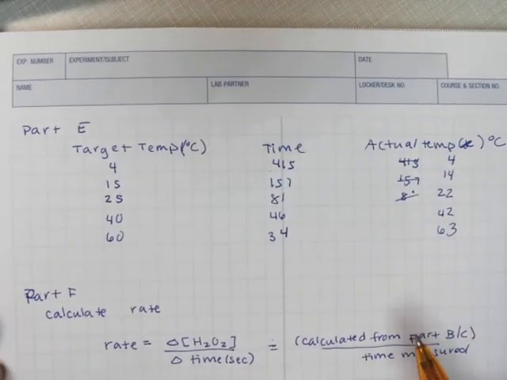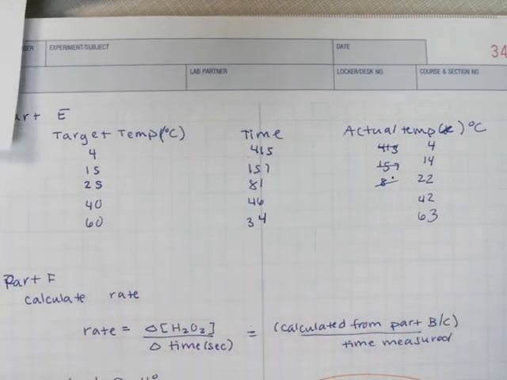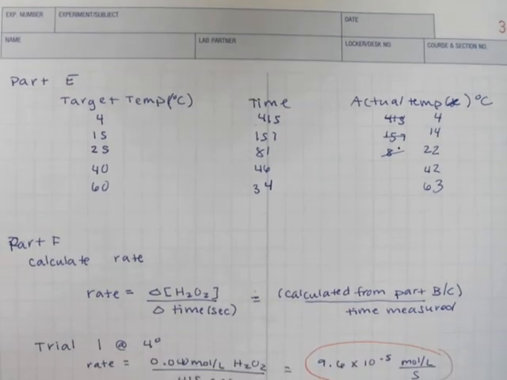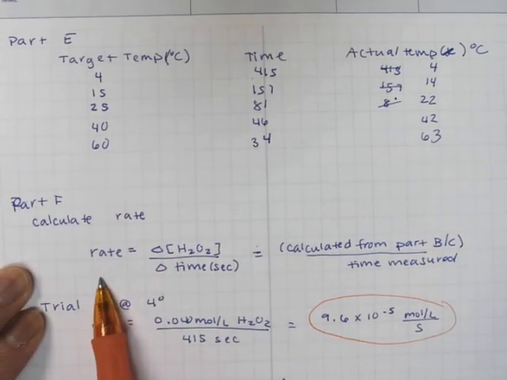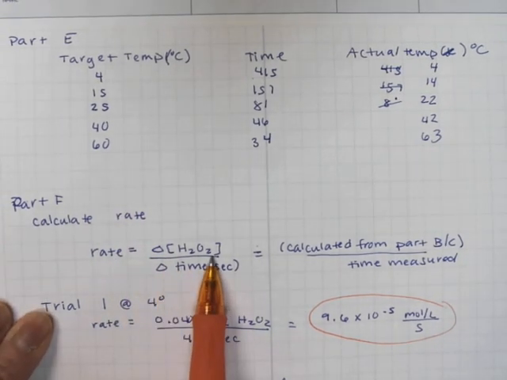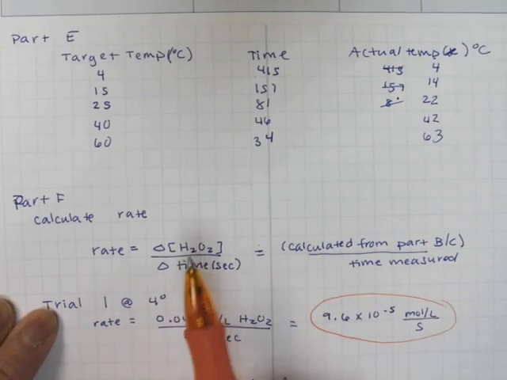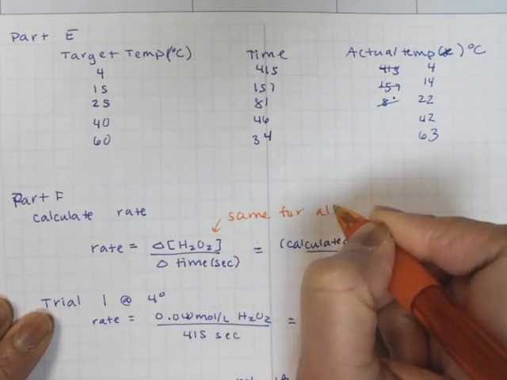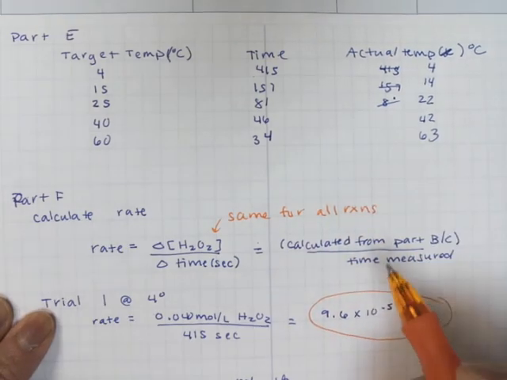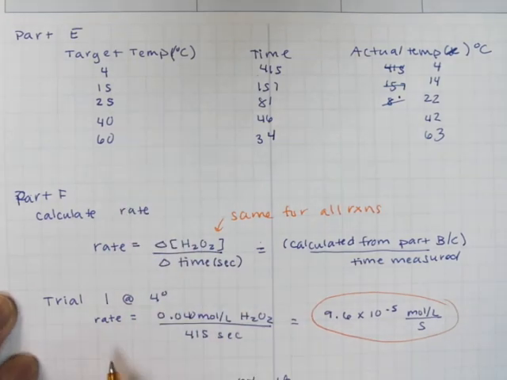So now that I know that it's first order, this is the part E calculations. We have the target temperatures and then the times that correspond to that. So you're going to calculate the rate first, and you can use the equation rate equals delta H2O2 over time in seconds. This should have been calculated from part BC. This will be the same for all reactions. And that's because you did the 0.5 milliliters of hydrogen peroxide for all of these things here.